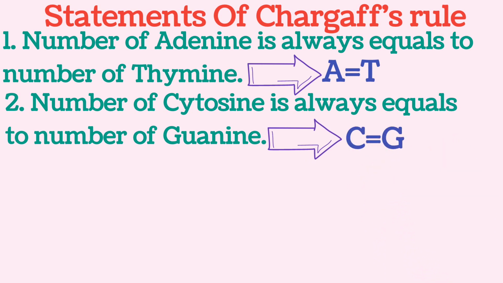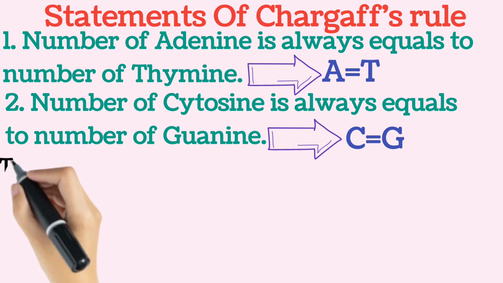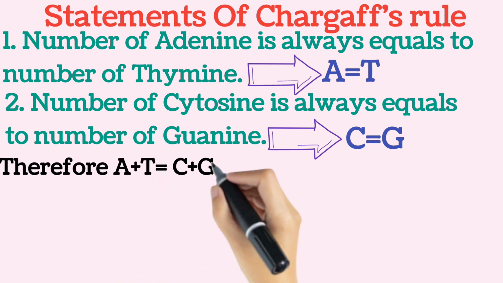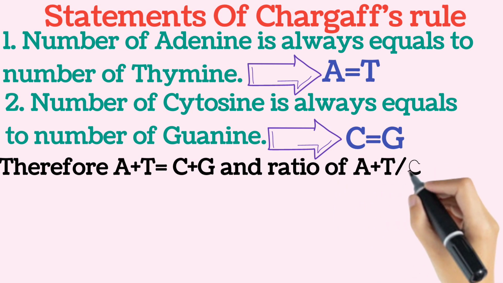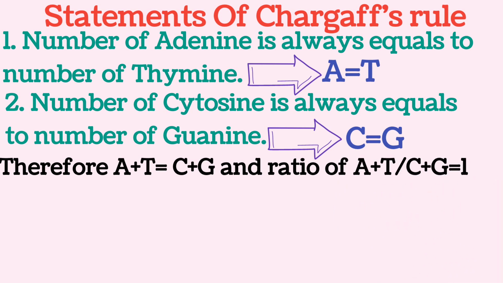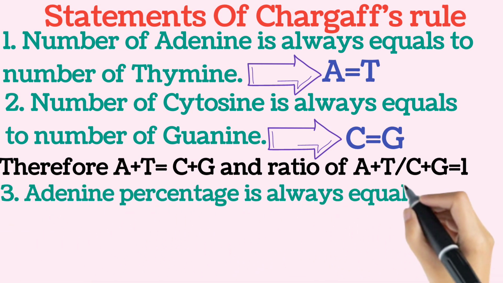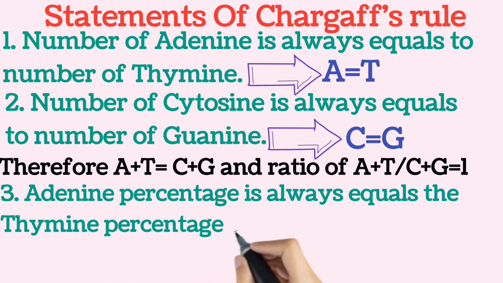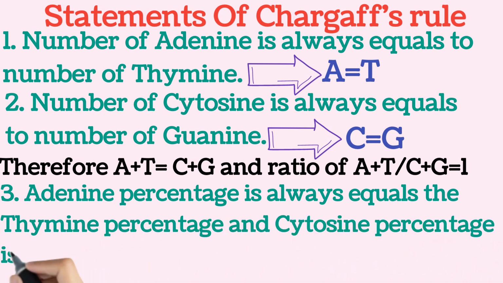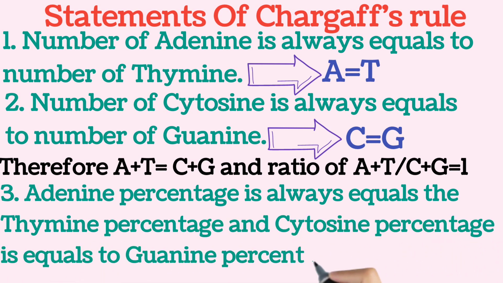Now look at this screen. A and T are equal, so A plus T, their addition, is always equal to C plus G, 100%. Now take an example of our DNA molecule: A plus T by C plus G, because they are equal, same by same is equal to 1. Their result should be 1.